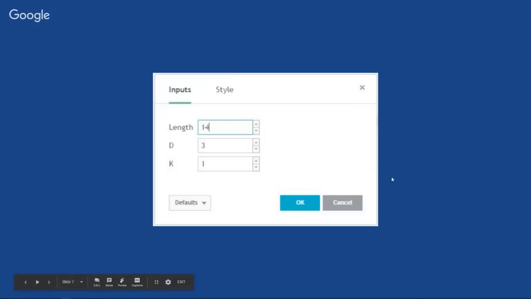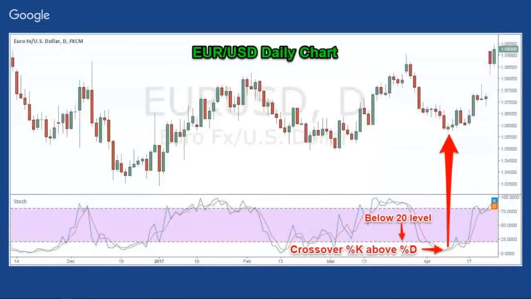Okay, so step 1, check the daily chart and make sure the stochastic indicator is below the 20 line and the %K line has crossed above the %D line, okay? So you're going to look at a daily chart just to determine what the overall trend is, okay?